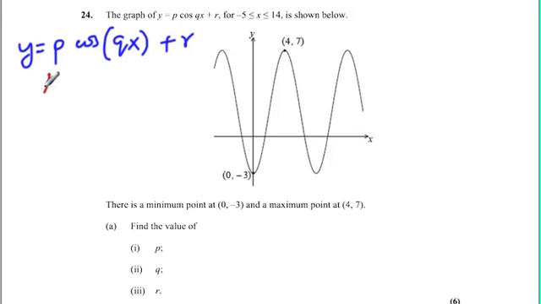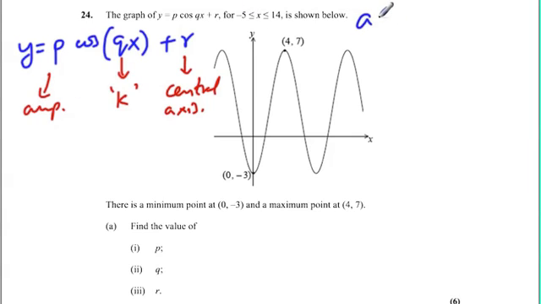So this is, again, the amplitude. This is our compression factor K, and this is our central axis. Okay? So you can do this visually. Some people are able to do this visually. I just personally like to use formulas. So the amplitude is equal to the max minus the min divided by 2.